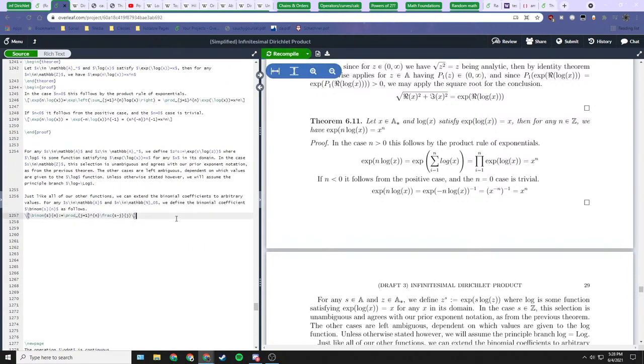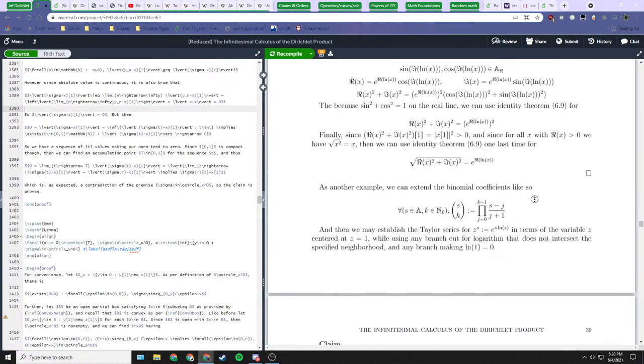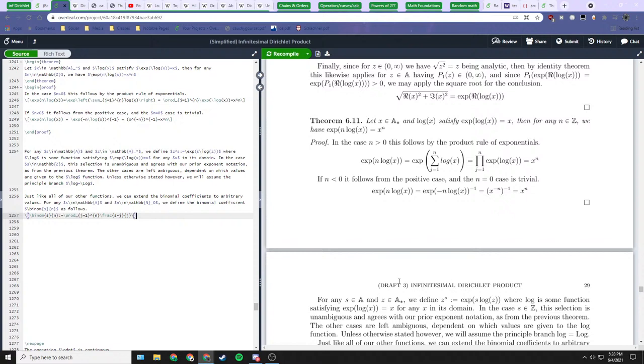Okay. So this is very particular. Okay, it's actually s plus 1 minus j. S plus 1 minus j.